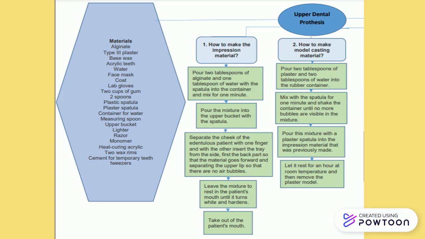How to make model casting material? Put 2 tablespoons of plaster and 2 tablespoons of water into the rubber container. Mix with the spatula for 1 minute and shake the container until no more bubbles are visible in the mixture. Put this mixture with a plaster spatula into the impression material that was previously made. Let it rest for an hour at room temperature and remove the plaster model.